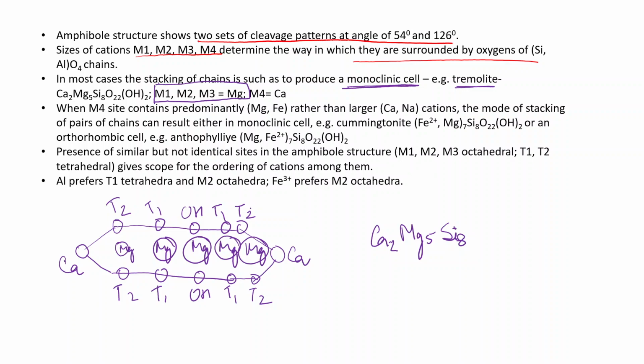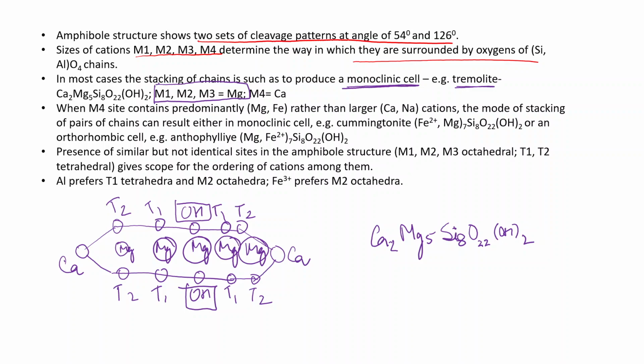So T2, T1, T1, T2, since they are twice in number, we have 8 silicon, and then we will have 22 oxygens, and then see, we had one OH over here and one OH over here, so we have (OH)2. Now this is the formula of tremolite. See how easy it becomes once you remember the structure.